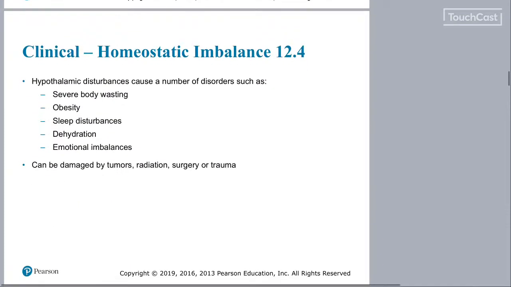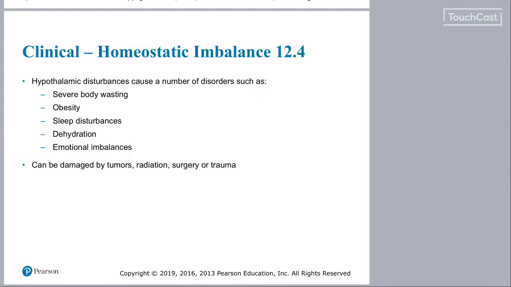Okay. So disturbances to our hypothalamus can cause a number of things, such as obesity, or on the flip side of that, severe body wasting, sleep disturbances, dehydration, emotional imbalances. So at least the last three, I think we've all experienced at some point. Sleep disturbance, dehydration, not taking care of yourself, not ingesting enough fluids, not taking in enough nutrients, and then emotional imbalances too, such as stress. So these are all going to circle and affect one another. You're stressed, so you're not sleeping. You're not sleeping, so you're not taking care of yourself, and you may be getting dehydrated.